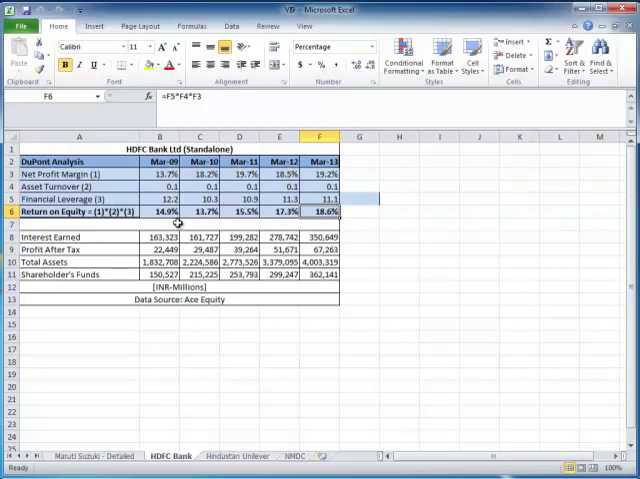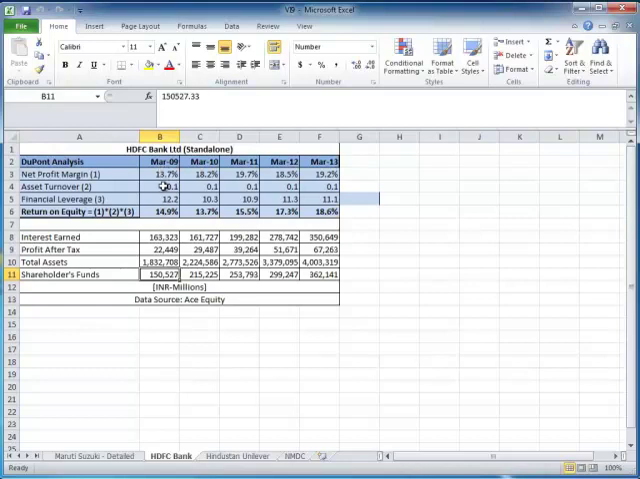Finally, we can just quickly look at how these numbers are calculated. For net profit margin, we take the profit after tax divided by the interest earned, and interest earned for HDFC Bank is essentially their income, their sales. The asset turnover is their sales, or the interest earned, divided by their total assets. Here we can see that it's a pretty small fraction of their total assets. It's not like a retailing company which would sell multiple times their total assets. And finally, we have shareholders' funds, which is straight from the financial statements.